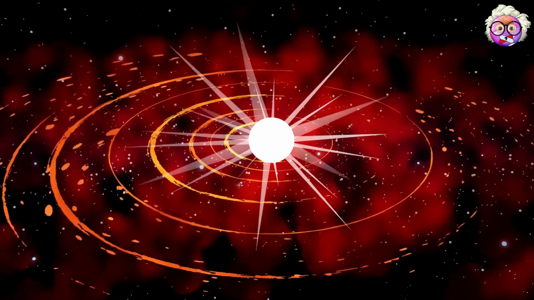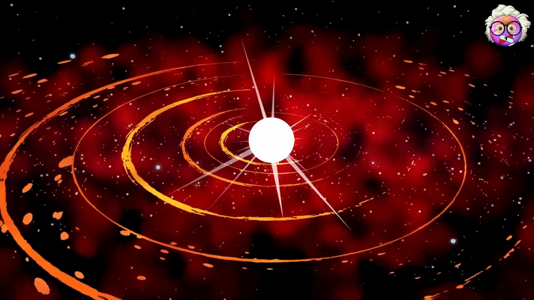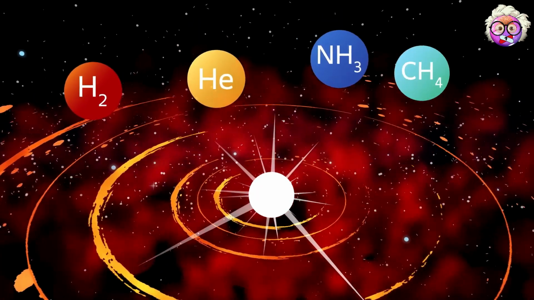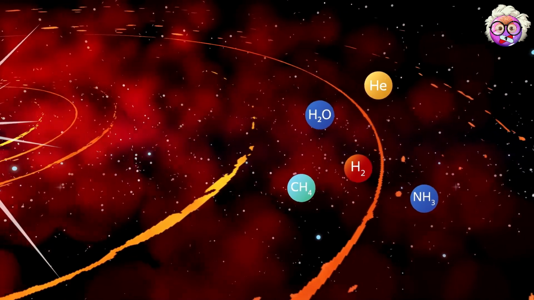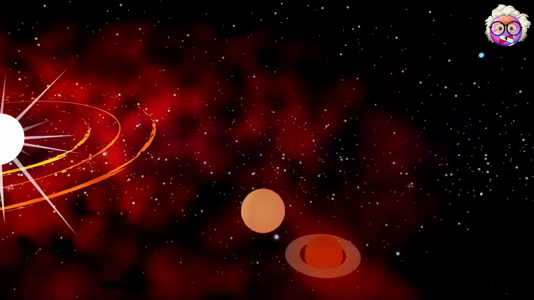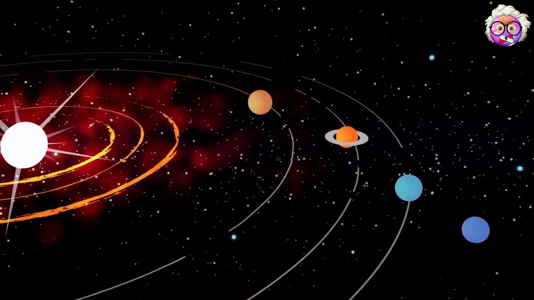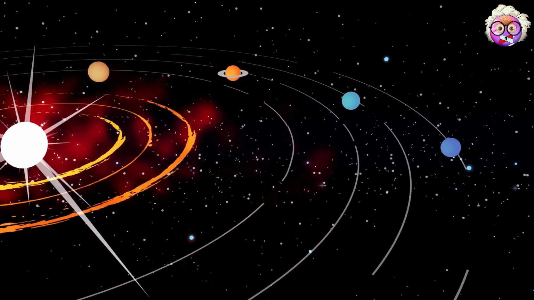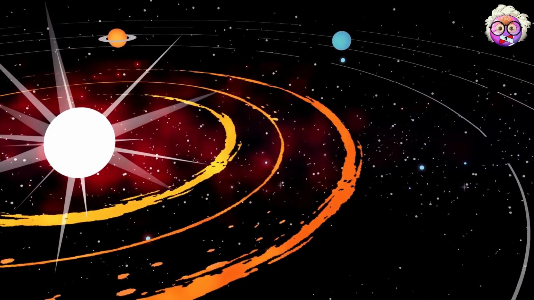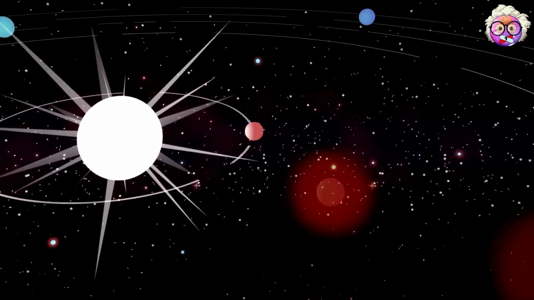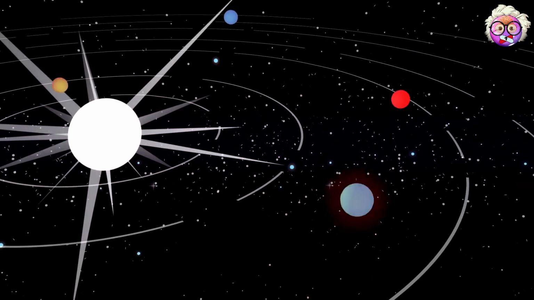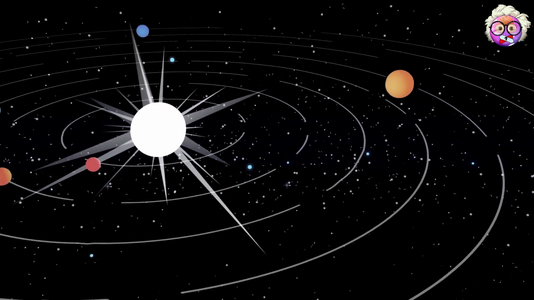All light, volatile components like molecular hydrogen, helium, ammonia, and methane ended up in the outer cold regions. Later, these formed gas giants such as Jupiter, Saturn, Uranus, and Neptune. Closer to the Sun, larger mineral-rich particles of stellar dust remained. From them, solid planets, Mercury, Venus, Mars, and our Earth, formed.